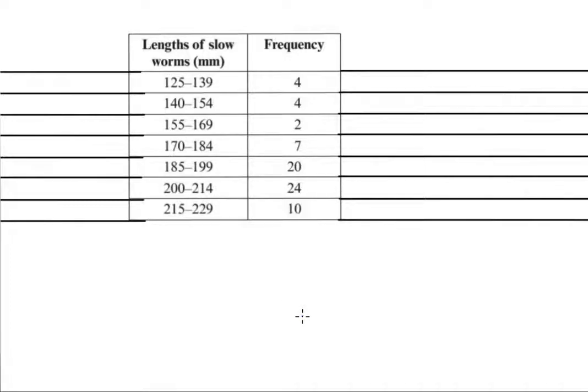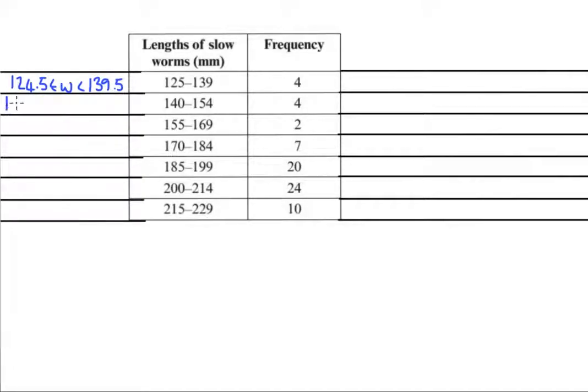So the first thing to note with this particular example that I've picked out is that the information is not given in an appropriate way. These numbers have been rounded to the nearest millimetre, and so there's gaps in our data at the moment. So this should actually say 124.5 up to, but not including, 139.5.